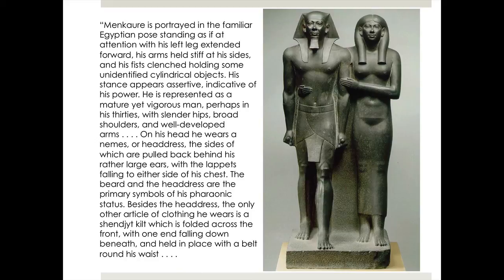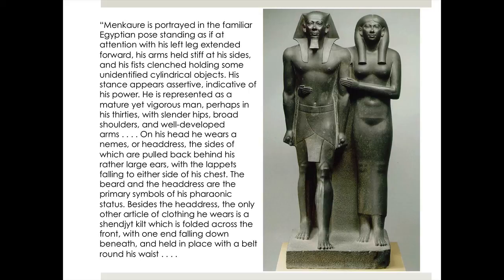Menkare is portrayed in the familiar Egyptian pose, standing as if at attention with his left leg extended forward, his arms held stiff at his sides, and his fists clenched holding some unidentified cylindrical objects. His stance appears assertive, indicative of his power. He's represented as a mature yet vigorous man, perhaps in his 30s, with slender hips, broad shoulders, and well-developed arms.